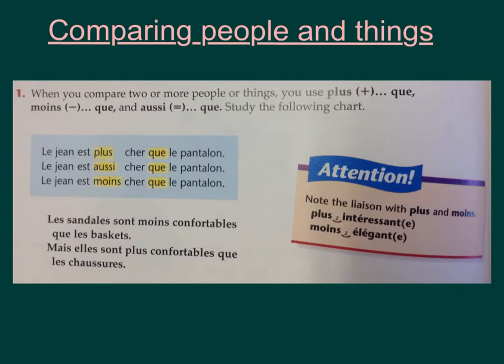All right. Note here, attention, that you're going to have a liaison with plus and moins. So if the word after plus or moins starts with a vowel, then you're going to hear this s sound. Plus intéressant, moins élégant. Okay. So just a couple more examples here. Les sandales sont moins confortables que les baskets, mais elles sont plus confortables que les chaussures. Note that sandales here is plural, and so our adjective is also plural. Even though it's still pretty far away, confortables is still describing les sandales.